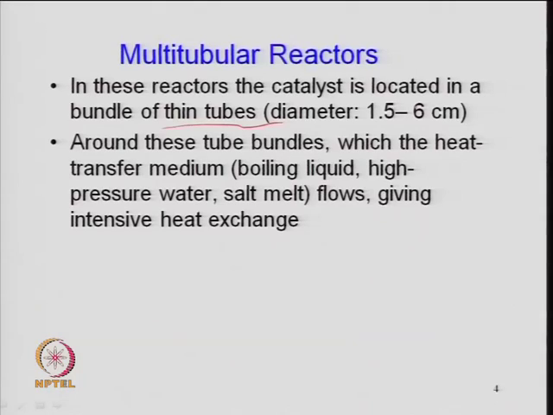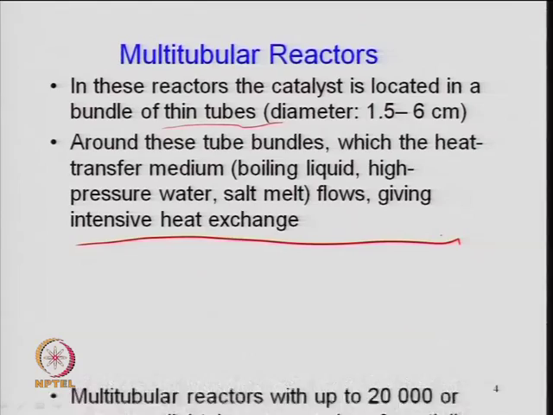So, around these tube bundles flows the heat transfer medium, something like a boiling liquid, high pressure water, or salt melt, giving an intensive heat exchange. Here the cooling or heating is done continuously between the reactor and the outside shell. So, you have a continuous heat transfer medium, which may be a boiling liquid, high pressure water or salt melt, that flows and controls the temperature inside the reactor.